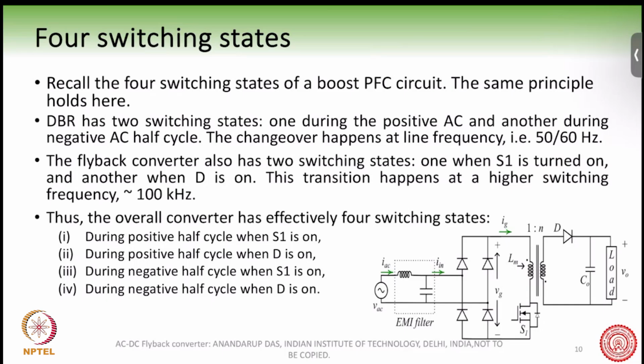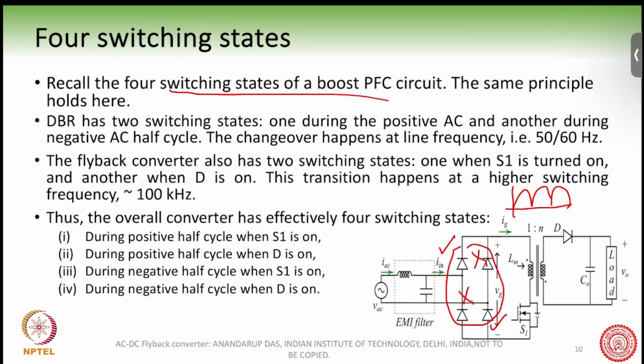It is very similar to how the four switching states of a boost PFC circuit operate. Here, if you see, the diode bridge rectifier has two switching states. In one state, these two diagonal diodes are conducting, and in the other state, these two diagonal diodes are conducting, and that is why your VG voltage is something like this. This is the VG voltage.